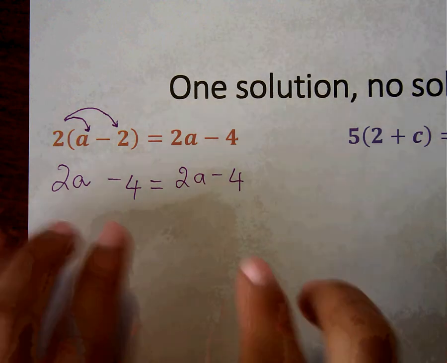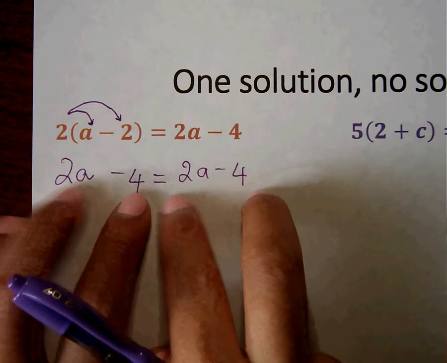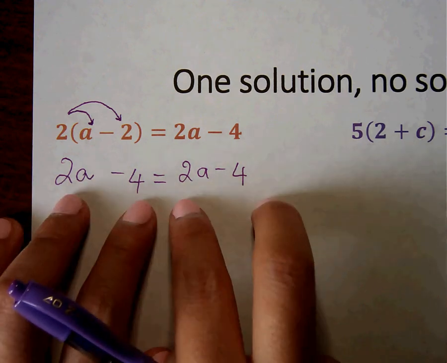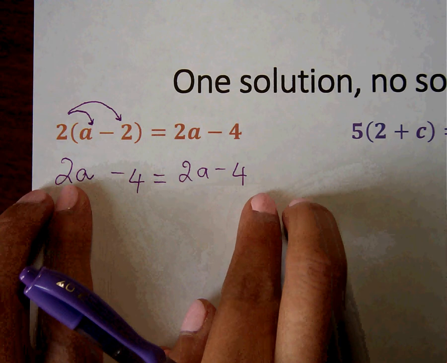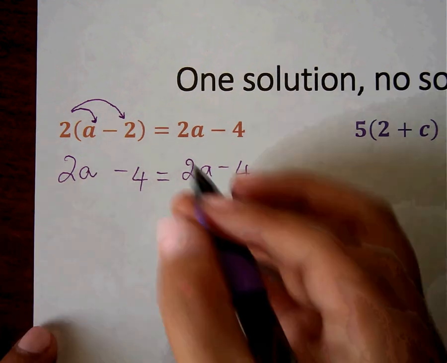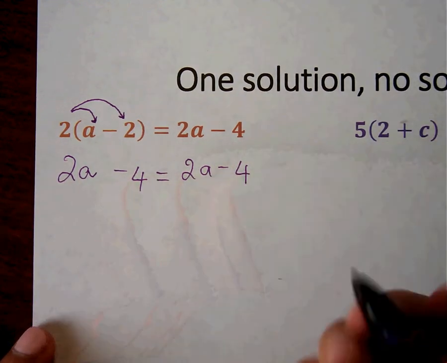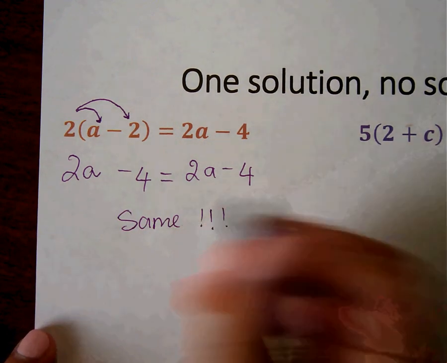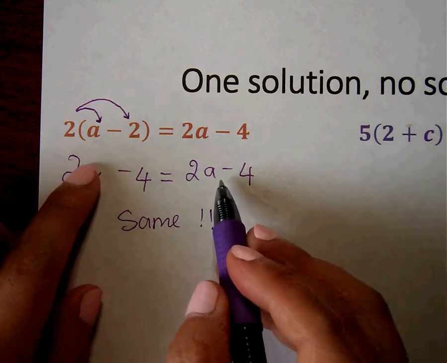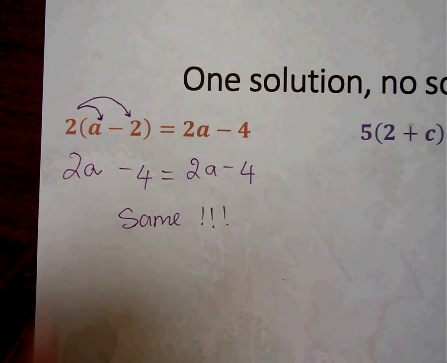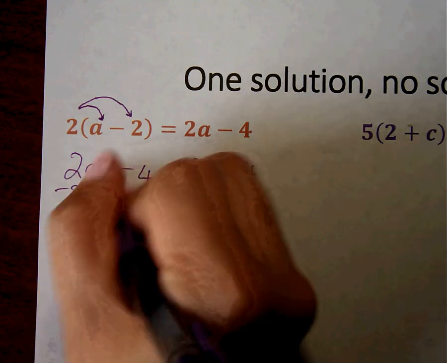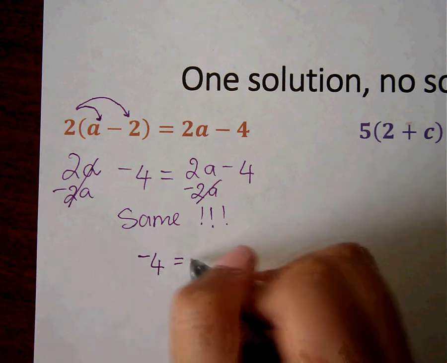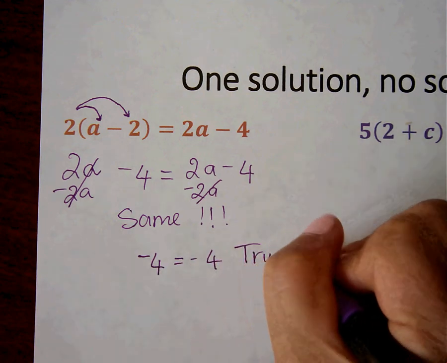Wow, did you see anything similar to these two? Indeed, they are exactly the same terms, right? They are always true, no matter what value of a. Whatever you subtract on the left, you're going to subtract exactly the same on the right. So you're going to have 2a minus 2a, and then we're left with negative 4 equals negative 4. Again, this is a true statement always.